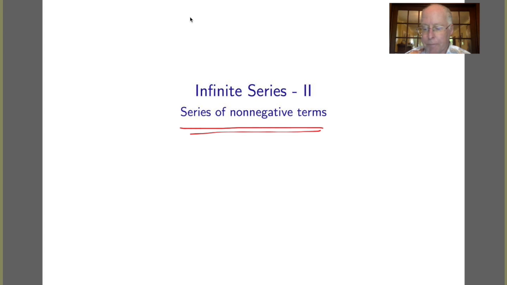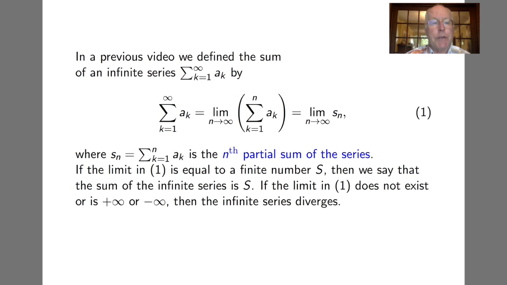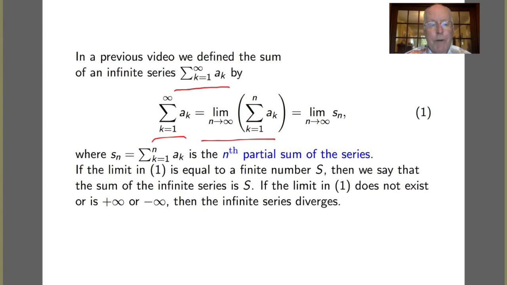Now, in the first video we defined the sum of an infinite series. So the infinite series summation k runs from 0 to infinity a sub k is defined to be the limit as n goes to infinity of the summation k equals 1 to n of a sub k, and as we saw in the last video, we're going to use the notation s sub n to denote this sum from 1 to n. This is called the nth partial sum of the series.